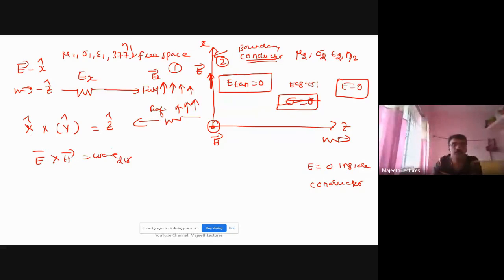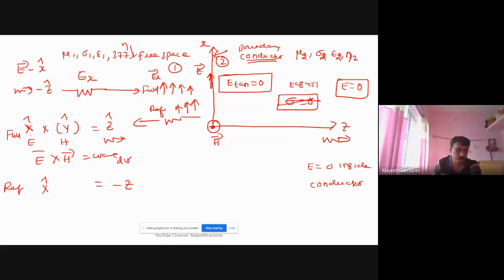Fine. So this is the forward wave. This is the E direction, H direction, and wave direction. In the reflected wave, again E is along the x direction, but the wave is traveling in the minus z direction.